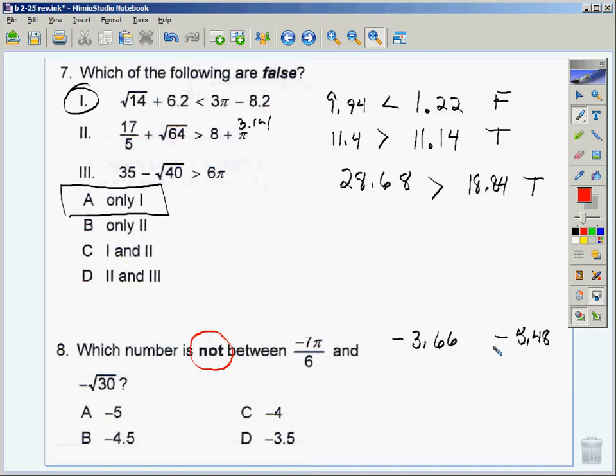Well, negative 5 is certainly in between. Negative 4 is also in between. Negative 4.5 is in between. But negative 3.5 is between 0 and the negative 3.6. Are there questions on 7 or 8?